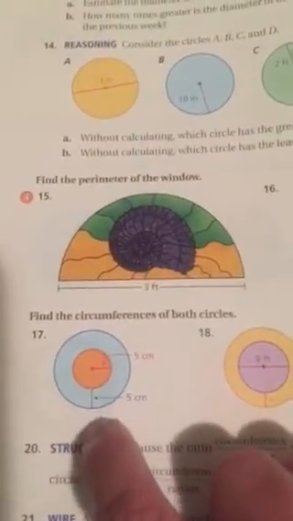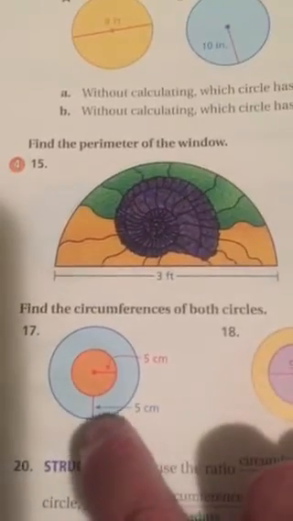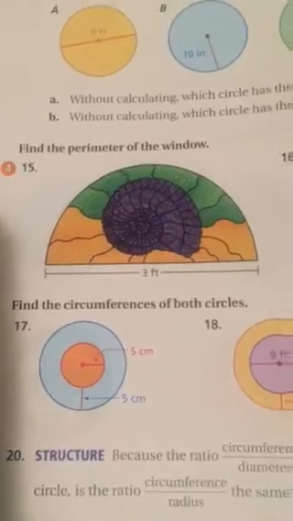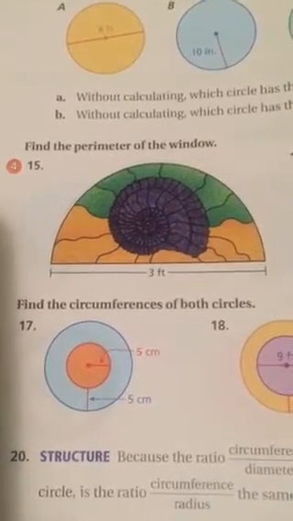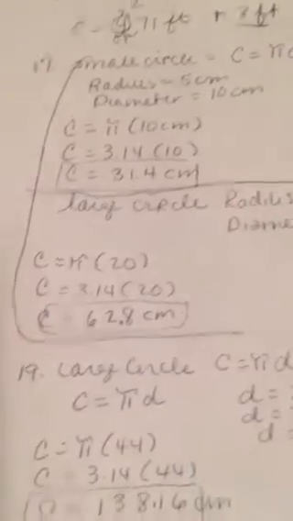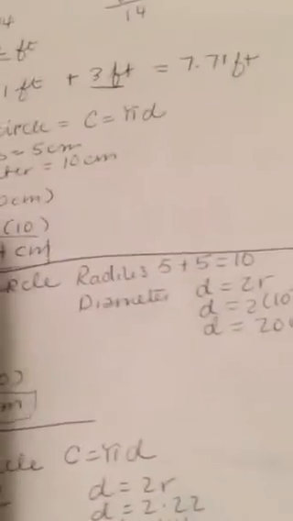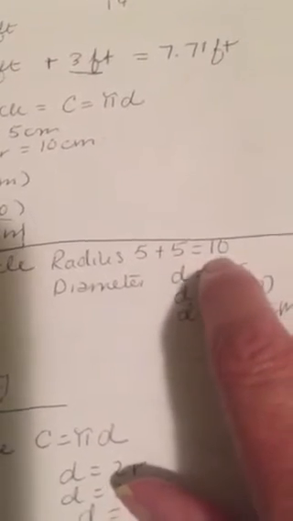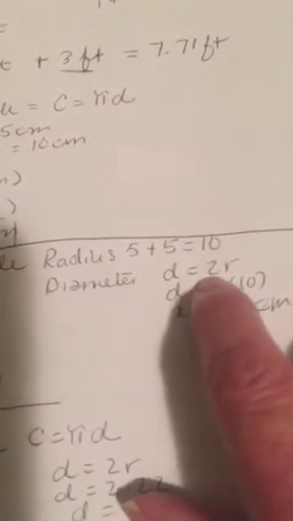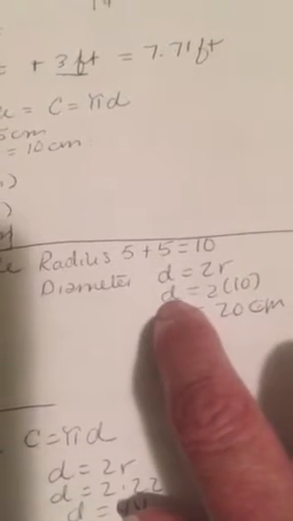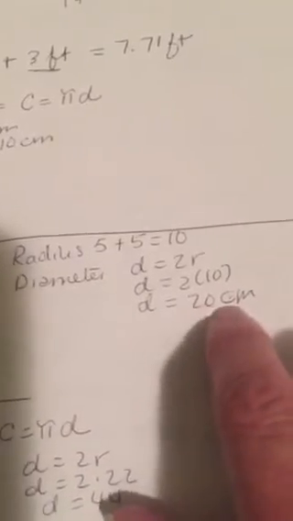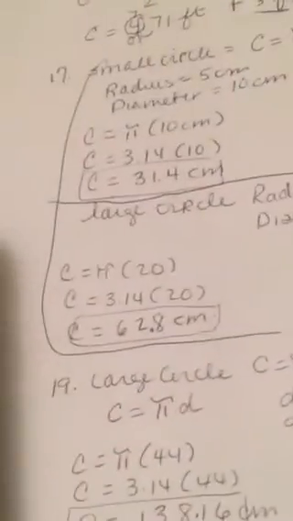So let's look at the large circle here. We can glance at it and we can find the diameter. You go 5 plus 5 plus 5 plus 5. We know it's going to be 20, but we have to put it in an algebraic form. So let's do that. For the large circle, the radius is going to be 5 plus 5, which equals a radius of 10. The diameter is going to be d equals 2r. So d equals 2 times 10, which is the radius. So the diameter is going to be 20 centimeters. Okay, great, we have the diameter.